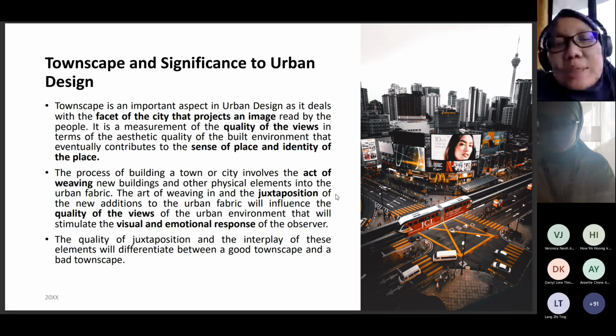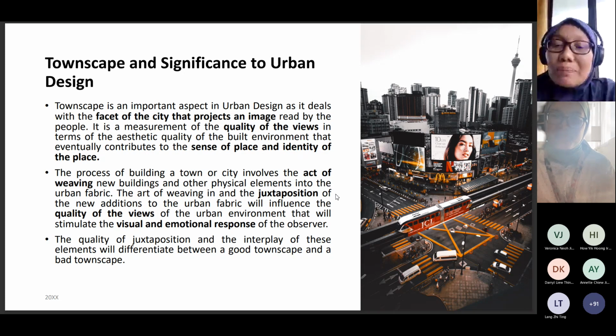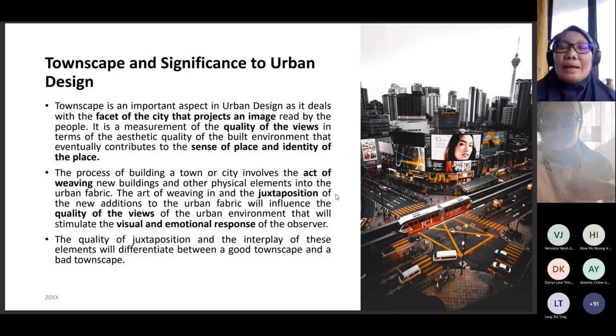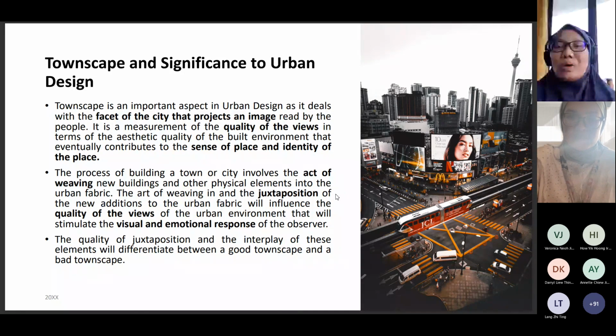So the process of building a town or city involves the act of weaving. When you talk about townscape, you cannot allow different designers to just build and design the city the way they like. You have to have some kind of control. You have to have some kind of vision. What is the quality of townscape you want to have in the future? When you do not have any control or vision about the place, then you will have a haphazard kind of townscape like we see here in this photograph, where all we do is just build the roads and then build the buildings, and we just let the architects do what they like on their side.